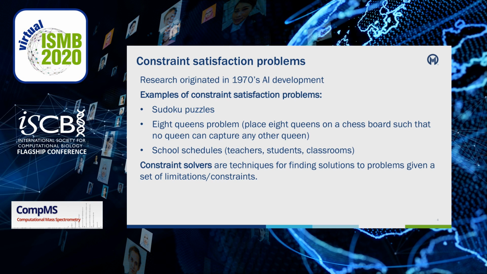Another area of AI research is constraint satisfaction problems. This research originated in the 1970s in AI development. Some examples of constraint satisfaction problems include Sudoku puzzles, the 8 queens problem, and school schedules. As an example of school schedules, we need to find a school schedule that works for teachers, students, and classrooms with constraints such that teachers and students can't be in 2 places at one time. Constraint solvers are techniques that find solutions to problems given a set of limitations or constraints.